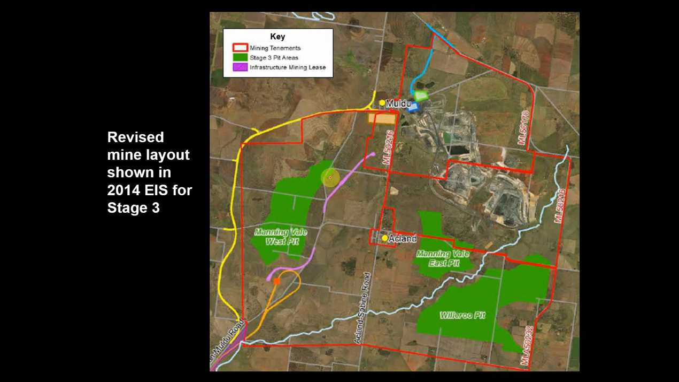So that's been a strategy from the original stage one, that was just to be during the day, so a small pit just during the day, which then became 24-hour operations, which then became three new pits in stage two. Now stage three has three pits, the revised version, Manning Vale West Pit. So here's Acklam in the middle, Manning Vale West Pit over to the west, Manning Vale East Pit over to the east, and Willaroo Pit.